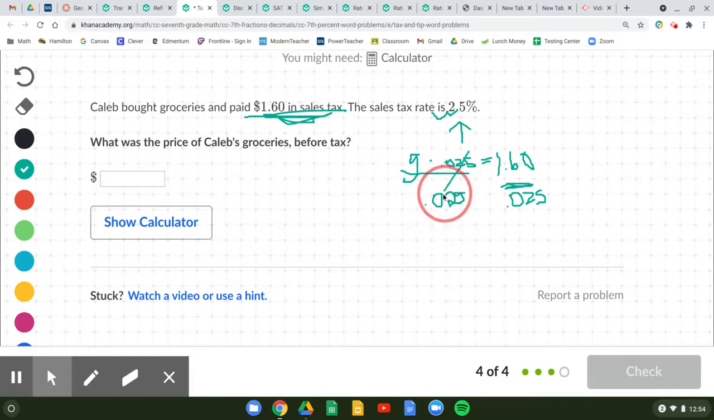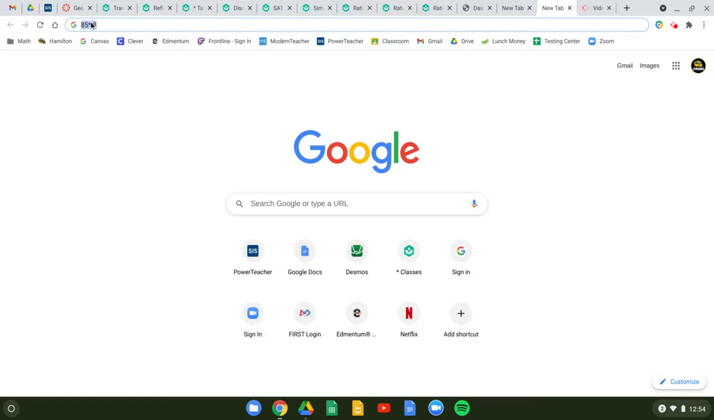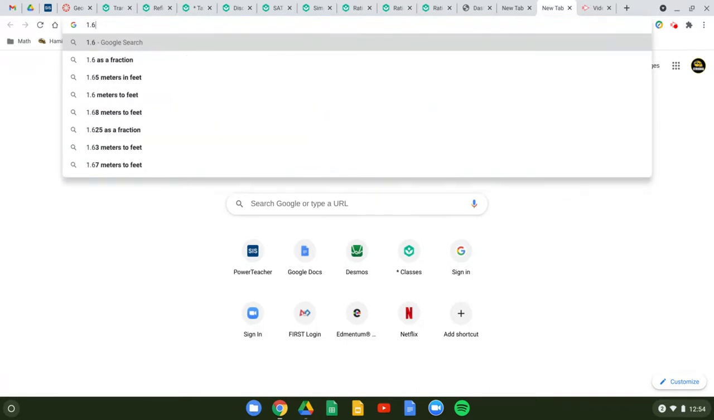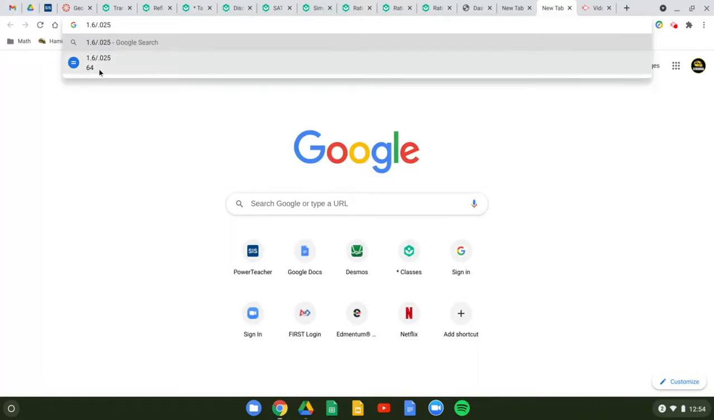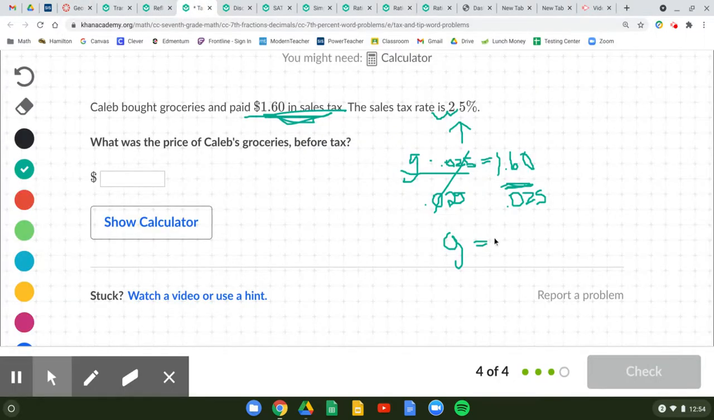So that on this side it cancels and leaves you G. And on this side, we have to do 1.6 divided by 0.025. 64. So if we spent $64 on groceries and the tax was only 2.5%, which is way lower than most states, you would only pay $1.60 in tax.